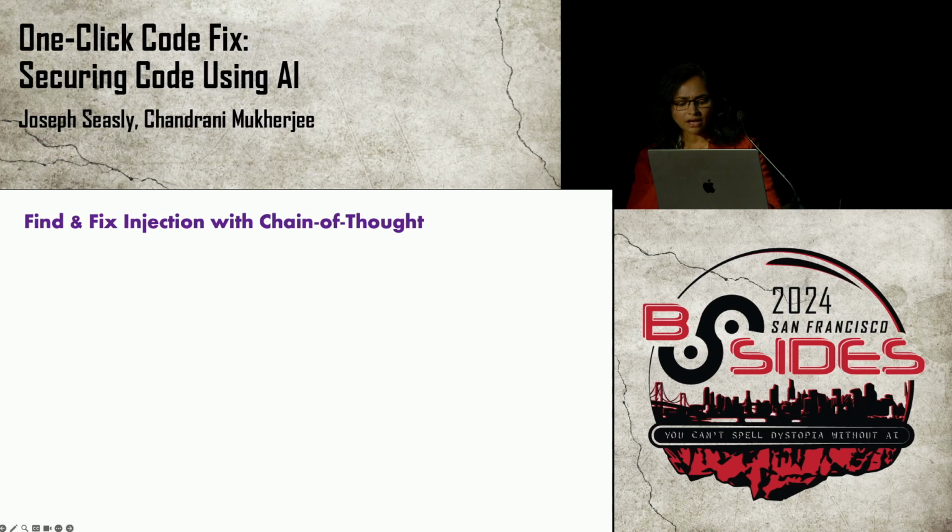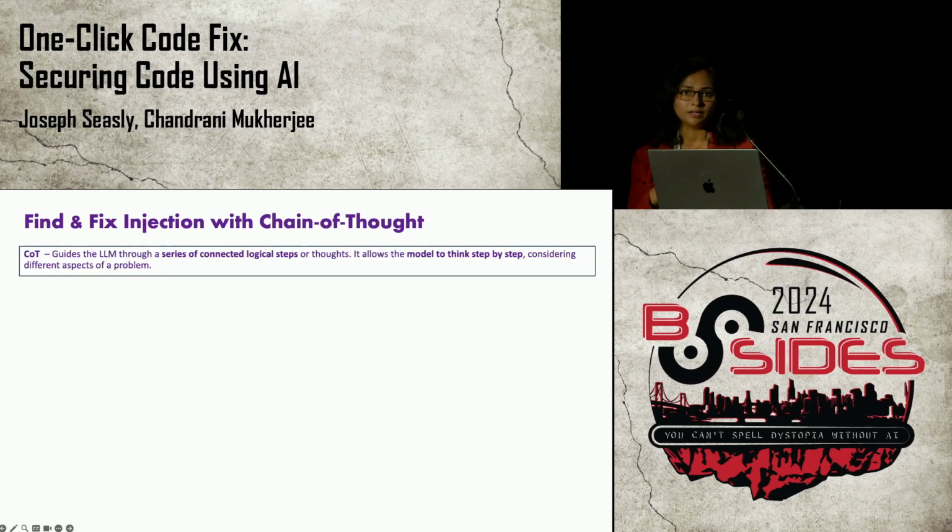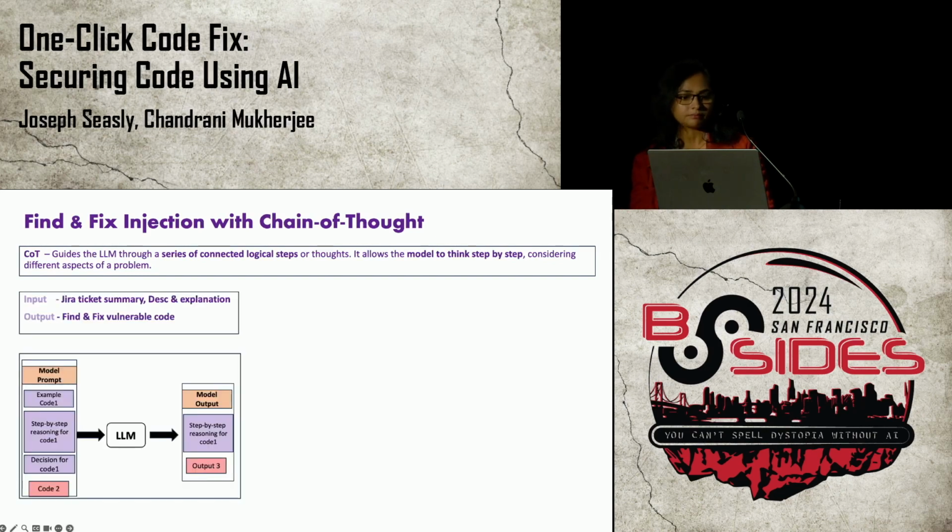So this is basically how it works: you have a problem statement and you are explaining what the problem is. If you are giving a decision to the model, then you are also explaining why you are taking the decision. So basically you want the model to think the way a human would think, and it would mimic that entire thought process.